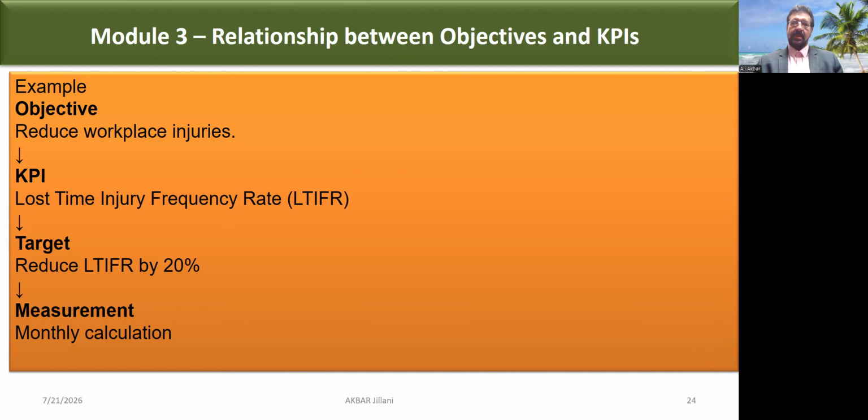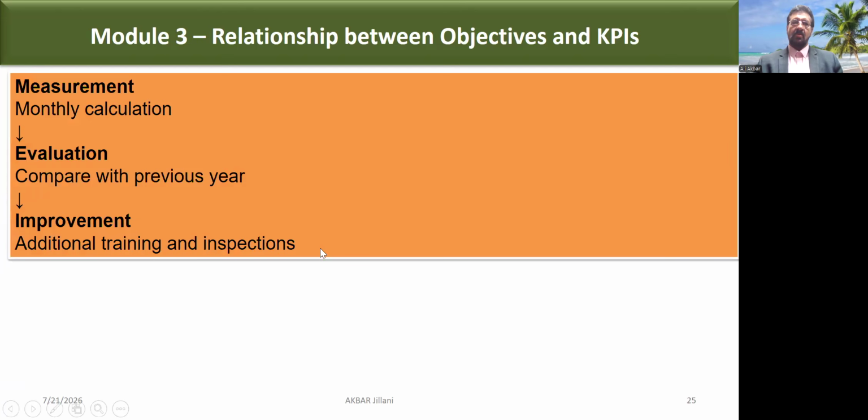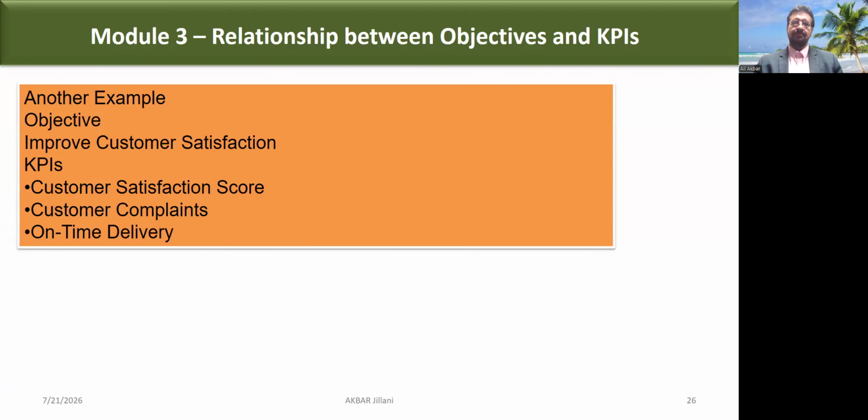The organizations are sending their quarterly performance reports, and these reports contain KPIs. Now, measurement: monthly calculation, evaluate, and compare with previous years, or if it's quarterly, with the previous quarter. Now, improvement: industrial training and inspections.